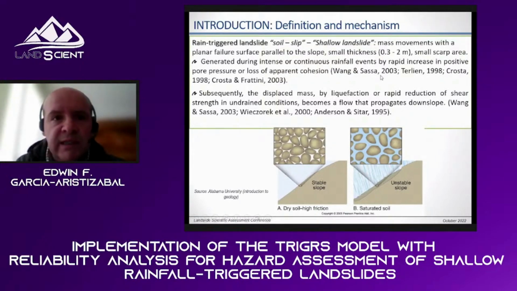They are usually generated after intense or continuous rainfall events, by rapid increase in pore pressure or loss of apparent cohesion. It means reduction of suction or increase of the negative water pressure. Subsequently, the displaced mass, by liquefaction or rapid reduction of the strength under rain conditions, becomes a flow that propagates down a slope. Here we can see a picture that shows the behavior after infiltration of the soil, and after saturation of the material, we can have a very parallel plane failure.